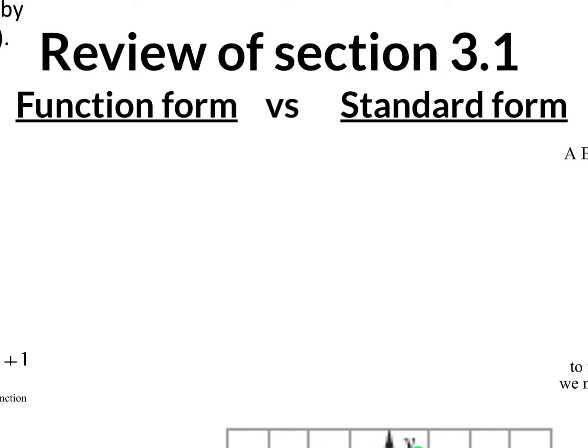So again, I am recording right now. As I speak, it's recording. The idea of today's lesson is we're stopping. We're not moving forward. We didn't do that great on last week's quiz, so we're going to review last week's section 3.1, both forms, function form and standard form, and understand both of the forms and when it's good to use them to graph. So let's begin with comparing function form versus standard form.